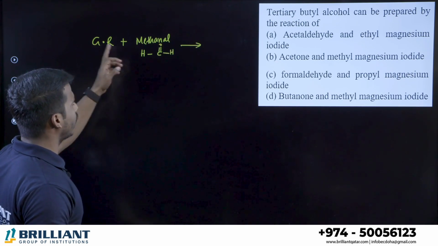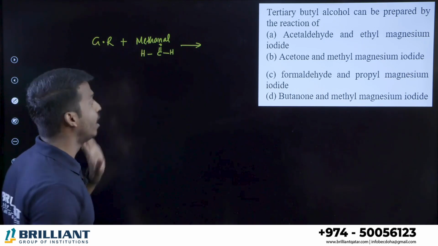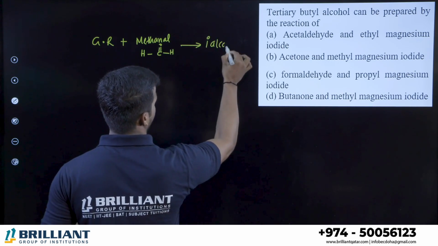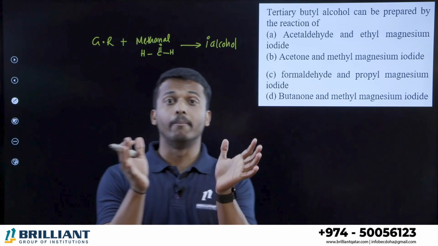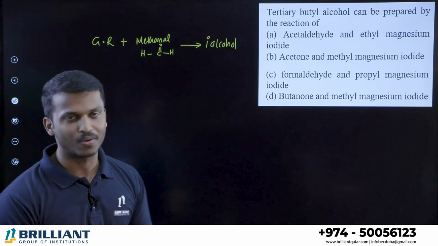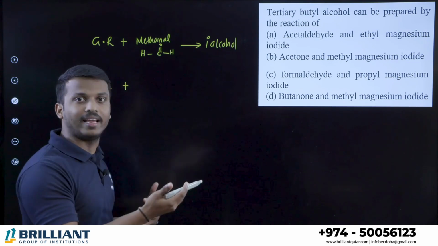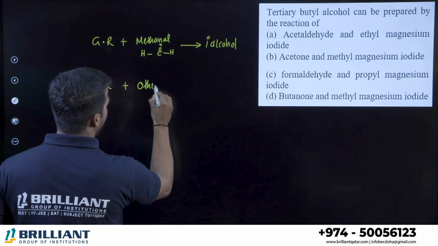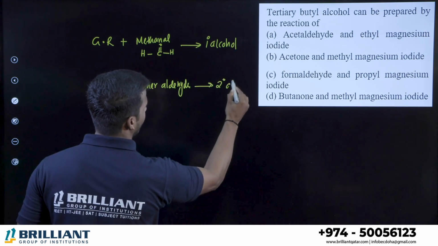Any Grignard reagent, when treated with methanal (formaldehyde), you will always get a primary alcohol. You can fix the product, okay? Any Grignard reagent treated with formaldehyde always gives primary alcohol. Then, any Grignard reagent treated with any other aldehyde except formaldehyde, you can prepare a secondary alcohol.